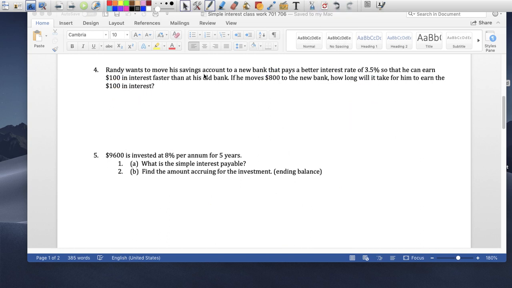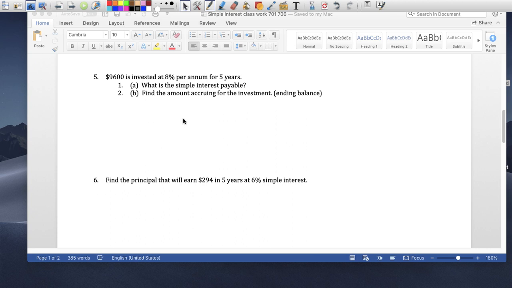Number 5, $9,600 is invested at 8% per year. That's another word for annum, annum is another word for years, for 5 years. What is the interest payable? And find the amount accruing for the investment. So how much does she have in total? That's what this means. So I equals P times R times T.